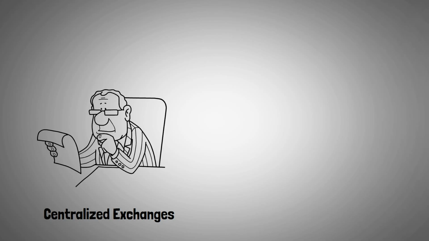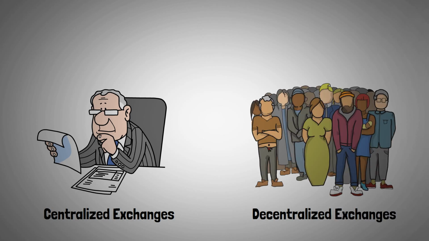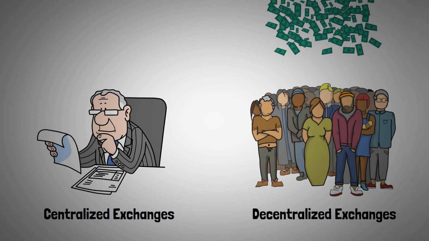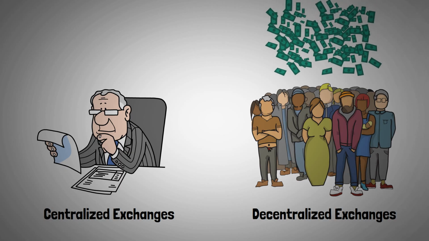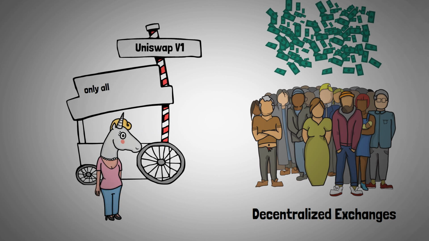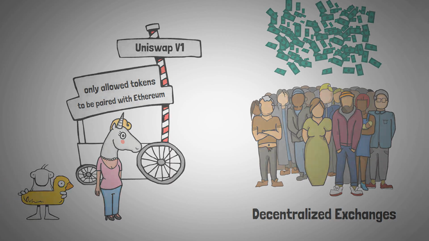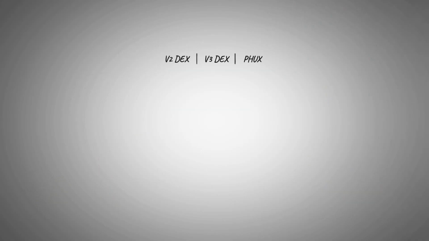Unlike centralized exchanges, where liquidity comes from a single entity or a centralized group, decentralized exchanges source liquidity from the community. This allows anyone to provide liquidity and start earning fees, representing a significant revolution in the financial market. The first decentralized exchange, Uniswap version 1, only allowed tokens to be paired with Ethereum, the native coin on the network. To fully grasp how liquidity works, it is important to understand the key differences in how liquidity is managed and utilized across the various types of DEXes that followed.